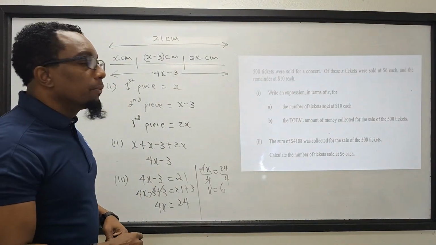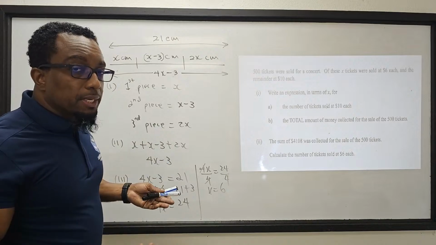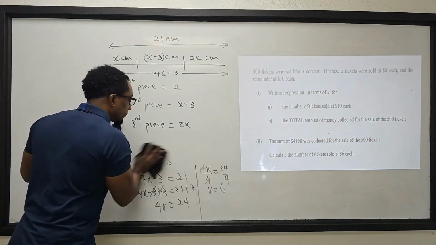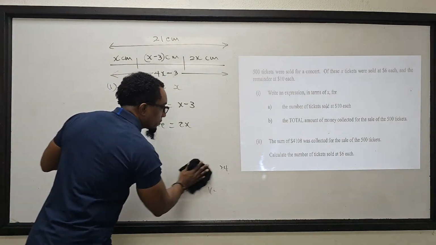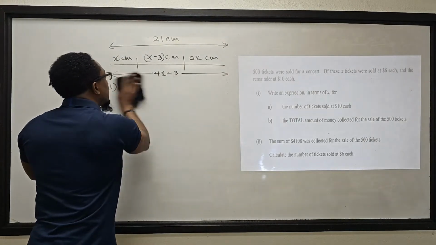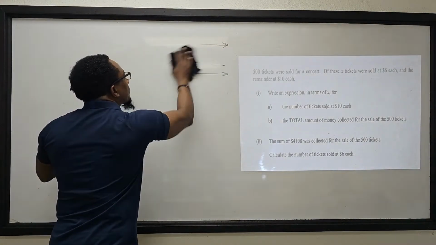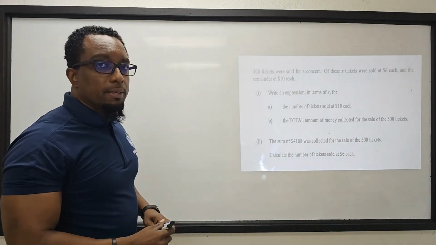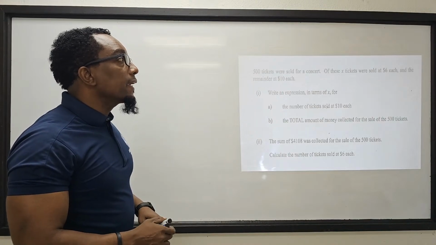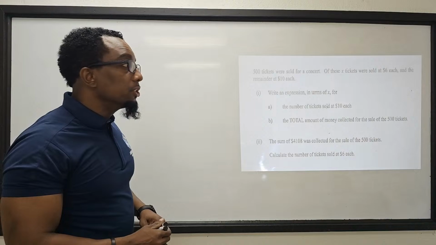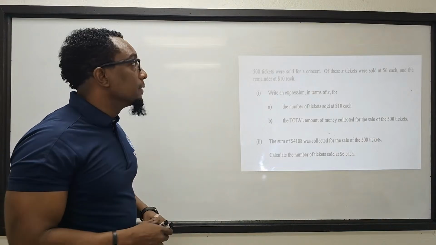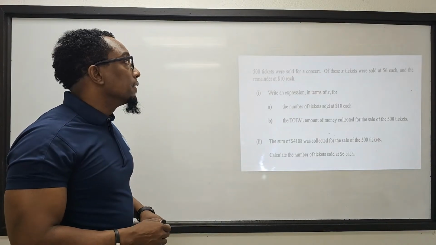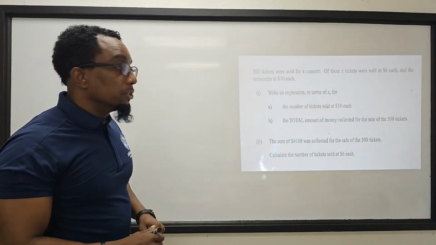Okay, let's look at another where we're looking at simplification of expressions and equations. So we have here one past paper question, getting the practice. 500 tickets were sold for a concert. Of these, x tickets were sold for $6 each, and the remainder of the tickets, whatever remained from the 500, cost $10 each.